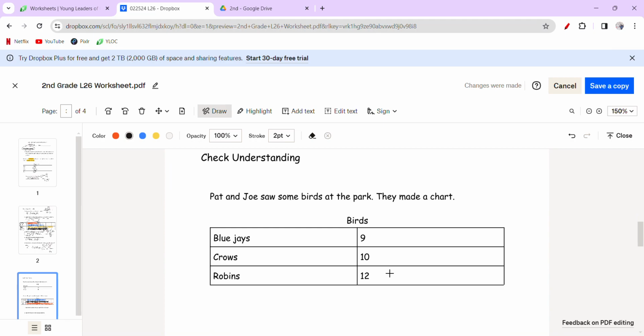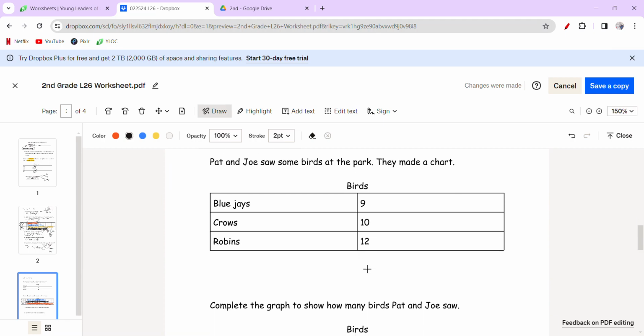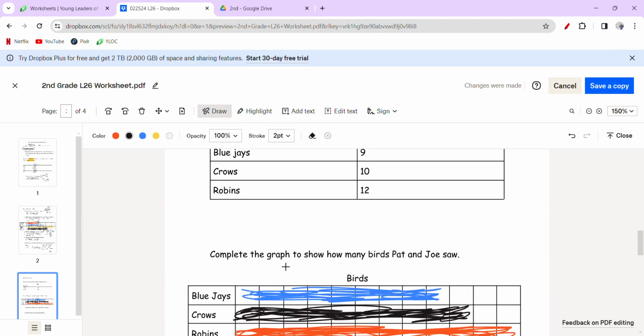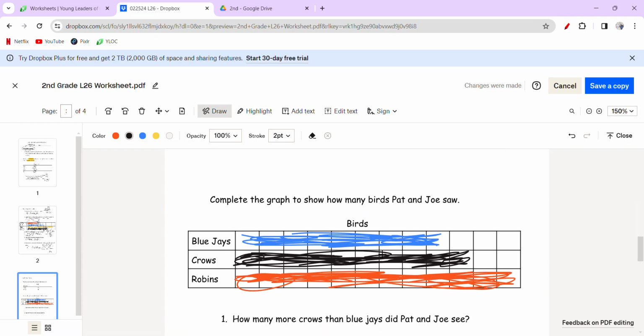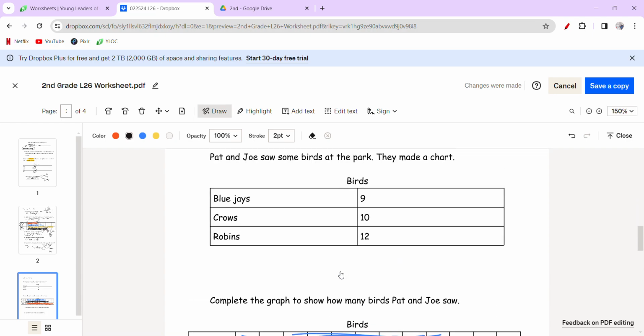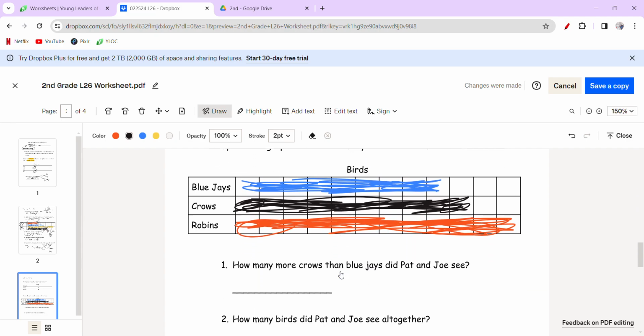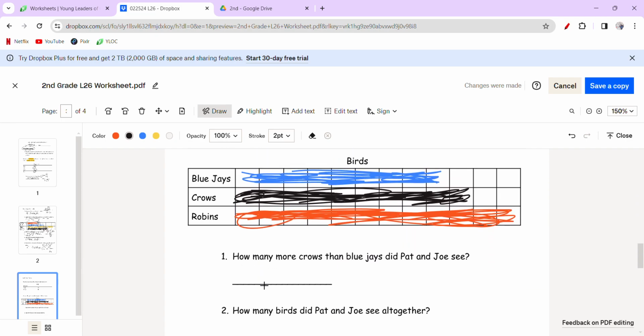Check your understanding. Pat and Joe saw some birds at the park. They made a chart. Complete the graph to show how many birds Pat and Joe saw. Again, I already filled out the graph to make it easier. They ask, how many more crows than blue jays did Pat and Joe see? We simply compare right here. This is where the blue jays end, so there's only 1 remaining. So 1 more crow.